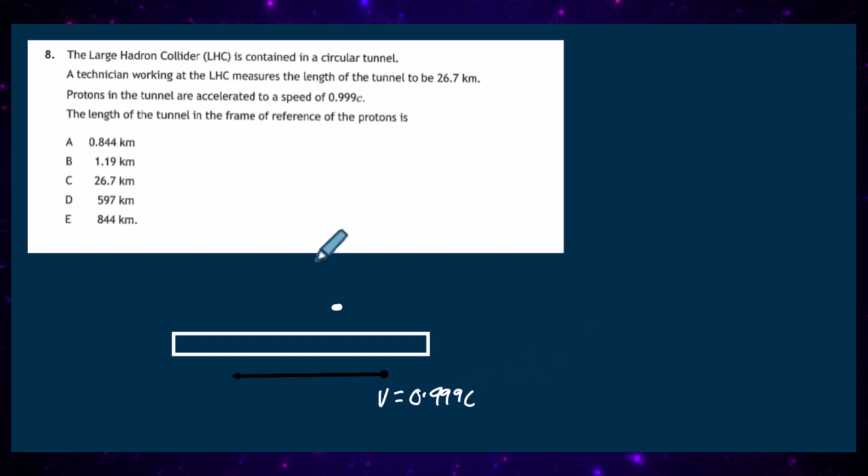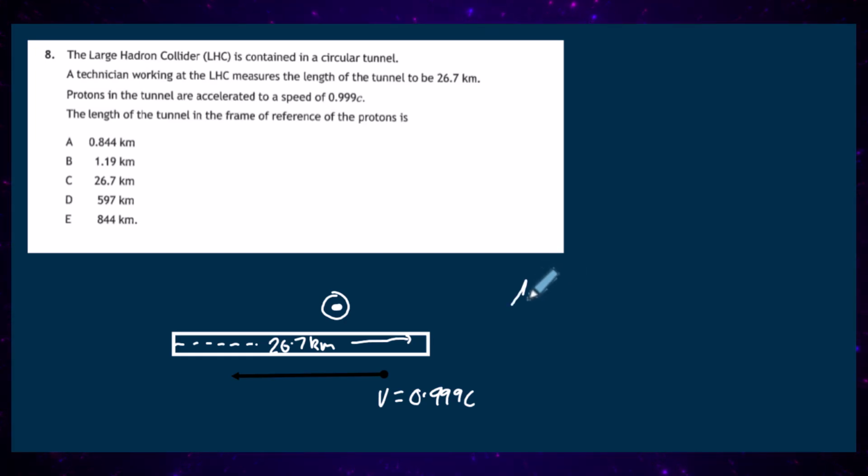0.999 c. So we think of the proton at rest in its reference frame, and the observer on the Earth, the technician, is going to measure the length of this tunnel in his reference frame to be 26.7 kilometres. Now that will be the proper length of the tunnel. So we're looking for the relativistic length according to the proton. And we know the equation.